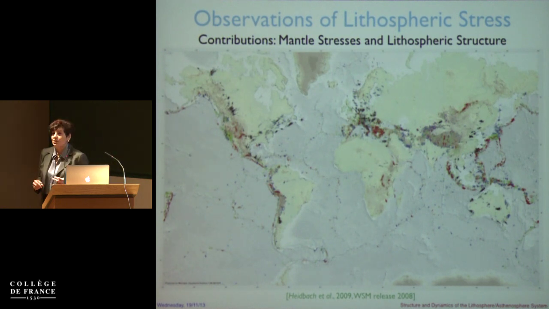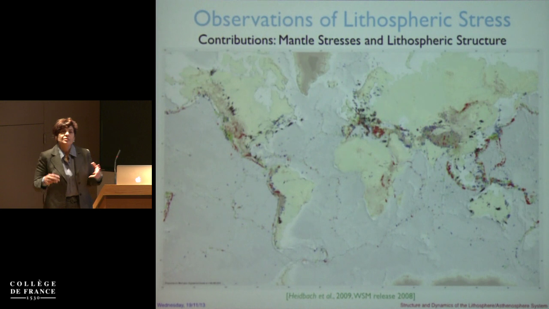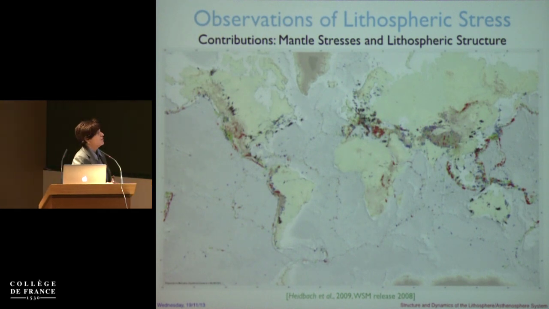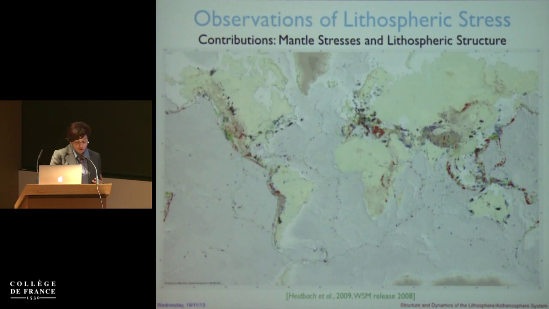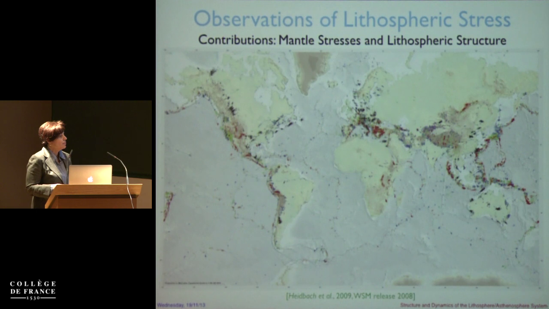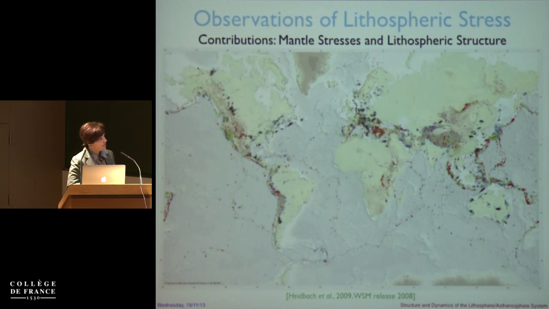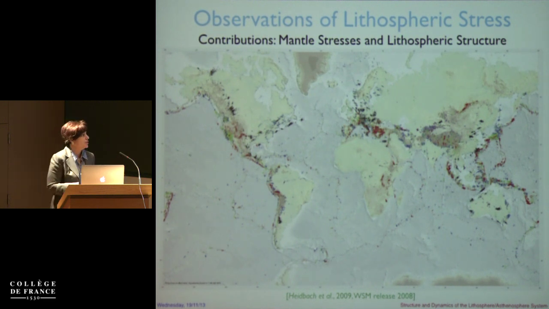What sort of information do we have about that deformation in terms of coherent patterns of what causes that deformation at the surface? One way to look at it would be to look at the World Stress Map, which is a compilation. This is the release of 2008. It's a compilation of all the state of stress that we have at the surface today.